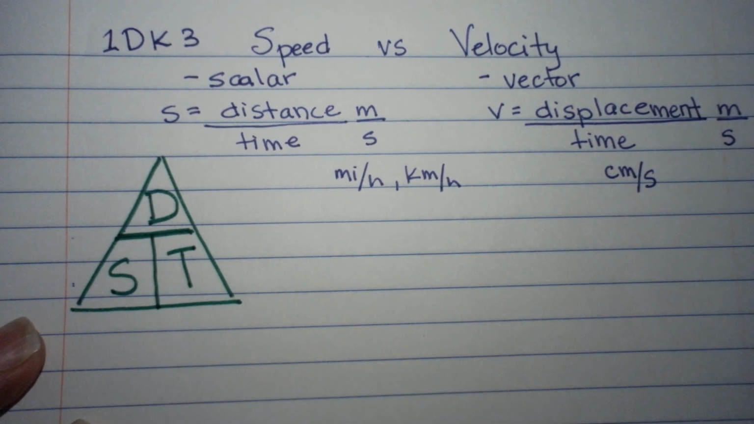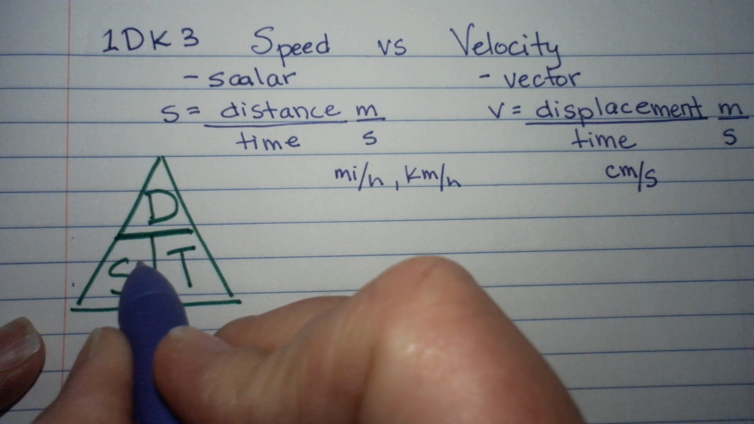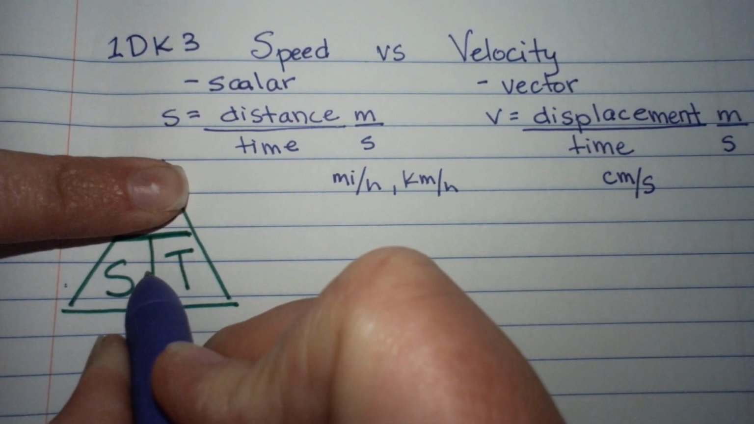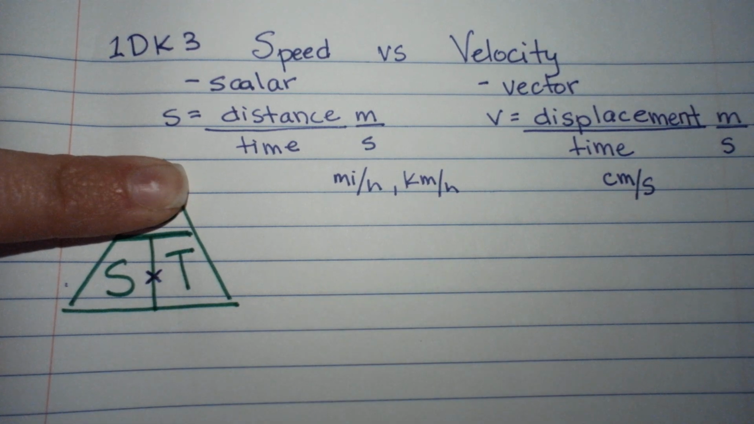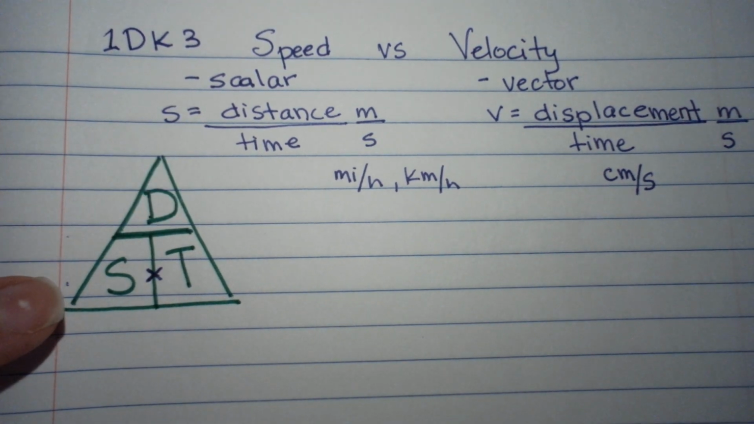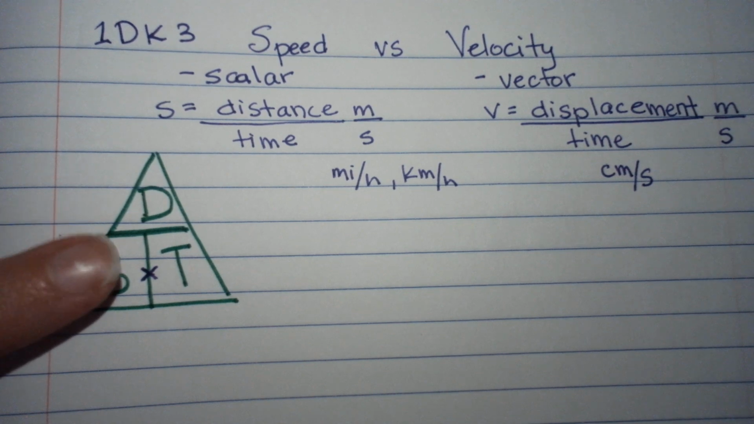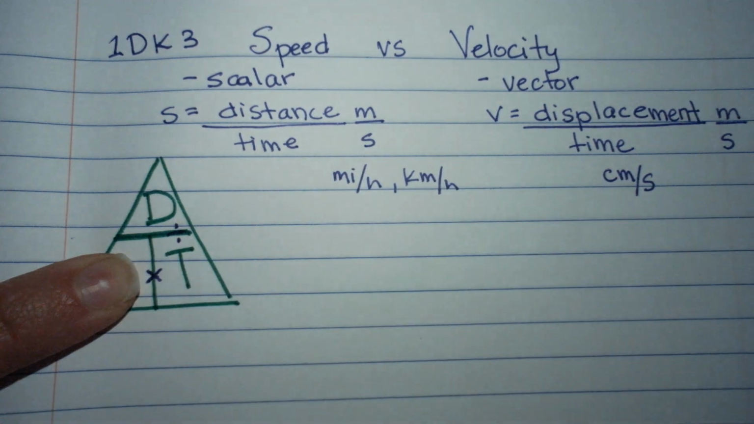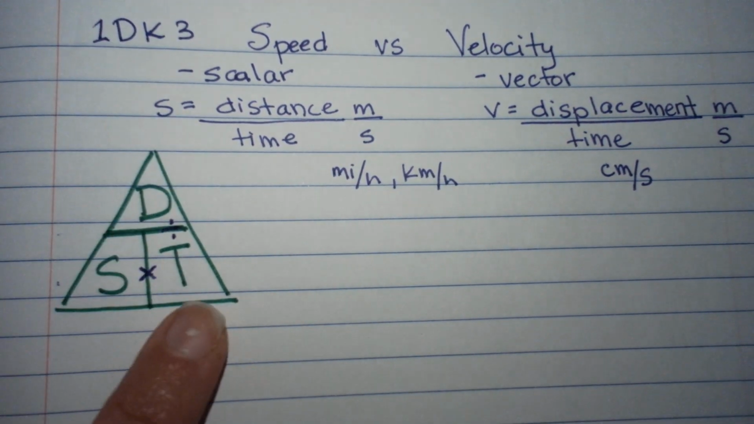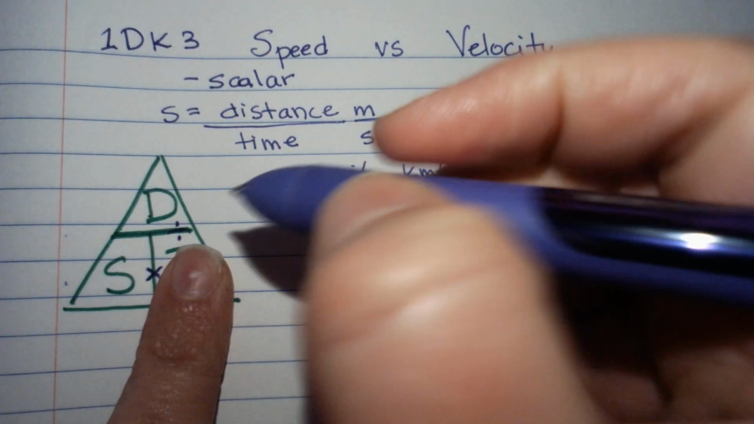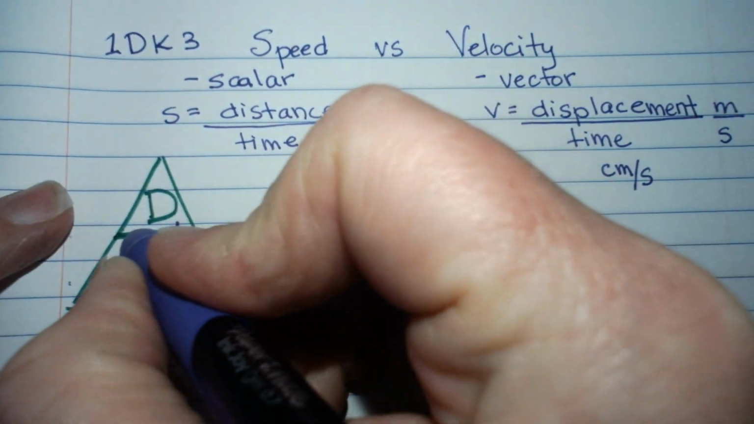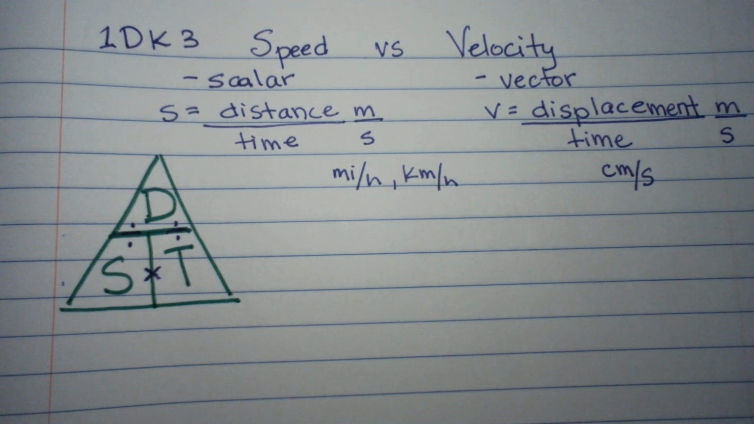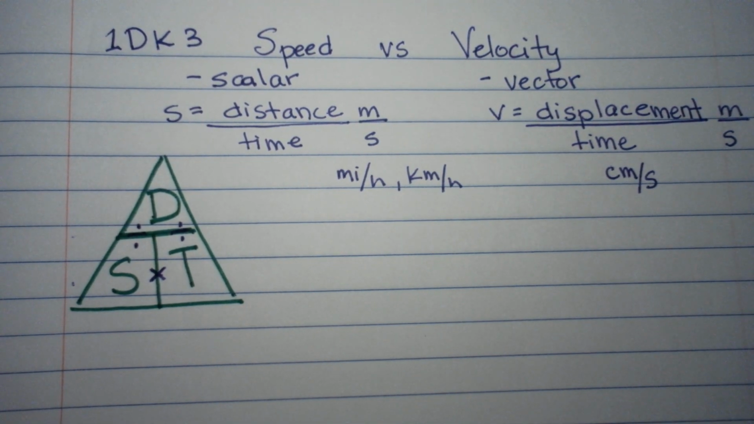Okay? So when we look at that, we know that if we need to find distance, we're going to point at distance and we're going to multiply speed times time. If we need speed, like the original formula shows, speed equals distance divided by time. If we need time, we're going to point at time, and we know that it's distance divided by speed.